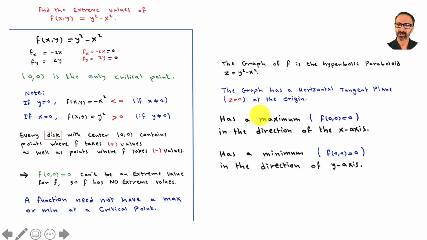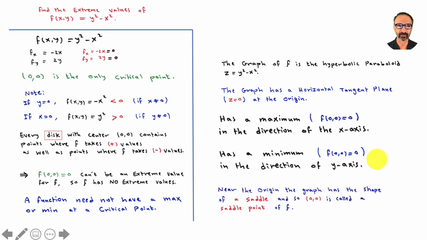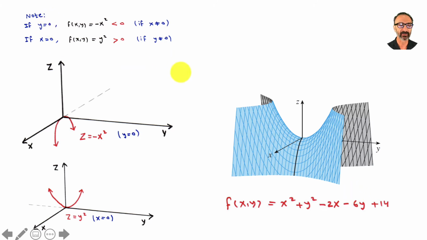So from one point of view we have a maximum at the same point, and from a different point of view we have a minimum. That doesn't usually work this way. So near the origin the graph has the shape of a saddle, and so (0, 0) is called a saddle point. What do I mean by saddle point and the graphs that I was talking about?